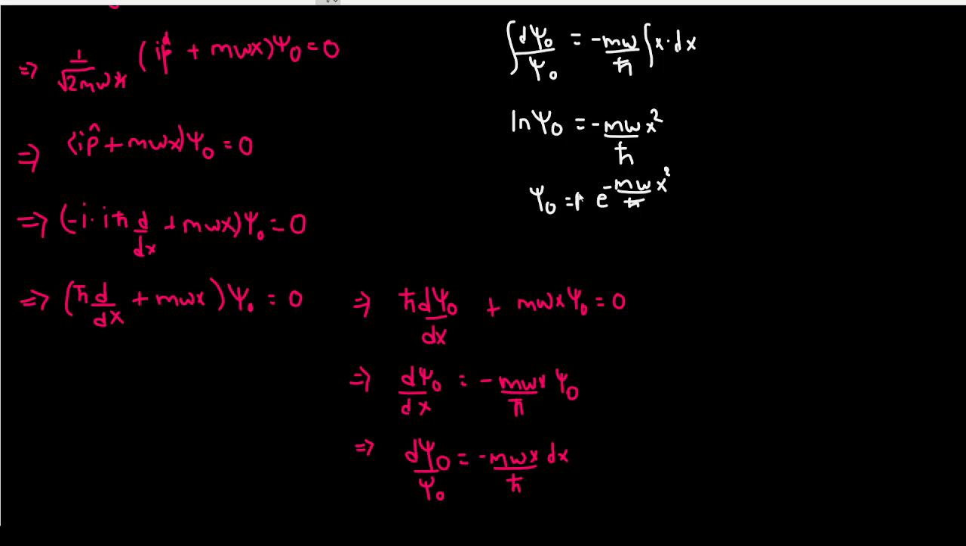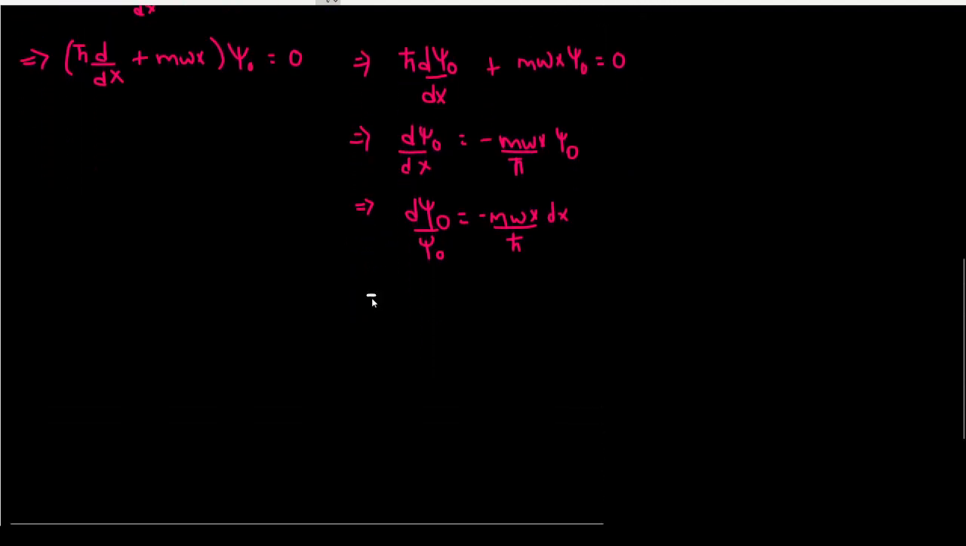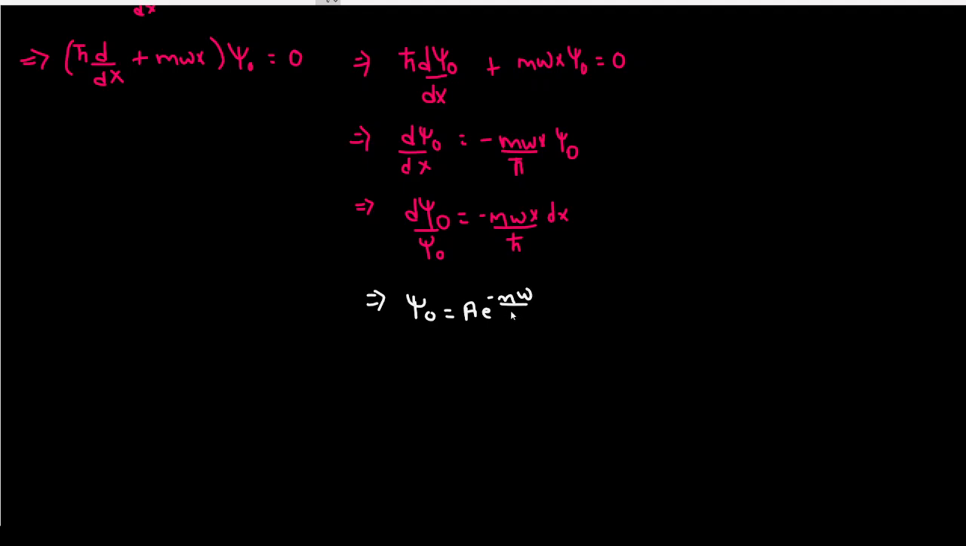But remember, in quantum mechanics there is a normalization constant A. So I'm directly going to write out the solution we have obtained: psi naught is equal to A times e to the power negative m omega divided by h-cut x squared. So what is A? A is the normalization constant. If you have seen my video, I've explained how to find A. So I'm directly going to write out the value of A. Maybe in some later videos I will describe what exactly the value of A is.